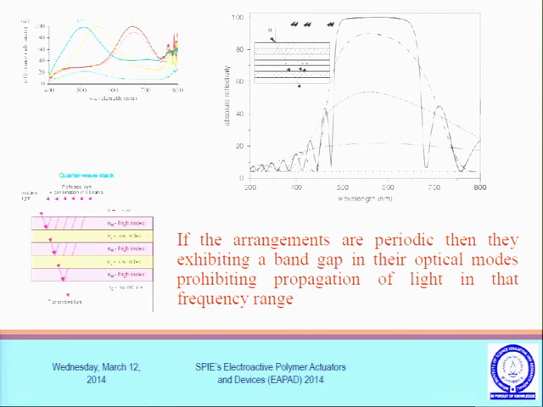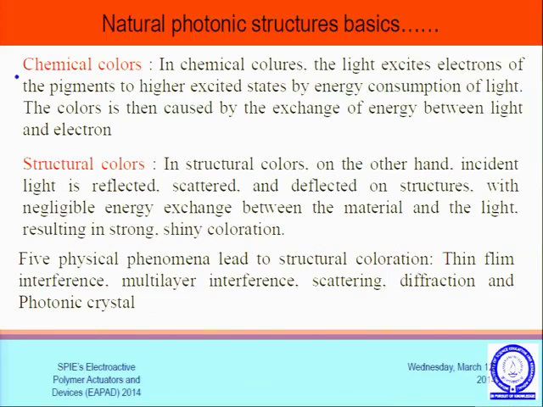So if the arrangement of the microstructures is regular, then they exhibit a band gap in their optical modes, prohibiting propagation of light in that frequency range. Then the system is called a photonic band gap system. Otherwise, if there is no regularity in the system, then various optical effects come into the picture, like scattering, diffraction, or interference.